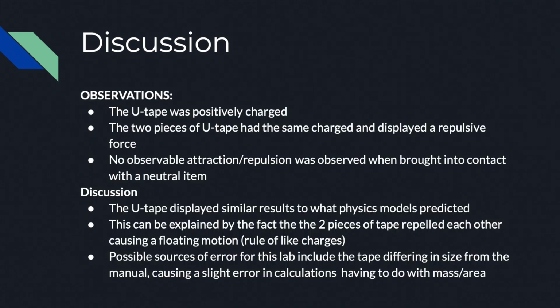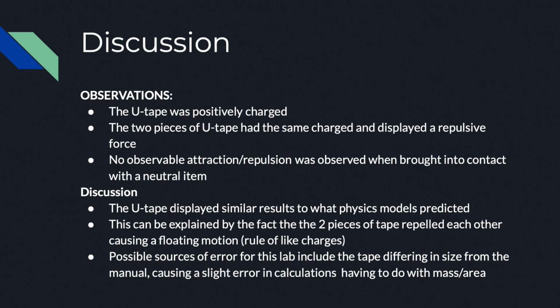Observations. The U-tape was positively charged, and the two pieces of U-tape had the same charge and displayed a repulsive force. No observable attraction or repulsion was observed when brought into contact with a neutral item. Discussion. The U-tape displayed similar results to what physics models may have predicted. This can be explained by the fact that the two pieces of tape repelled each other, causing a floating motion. This is because of their like charges.